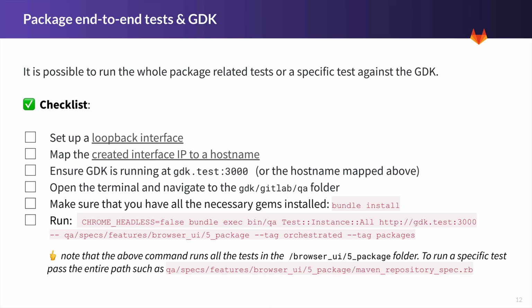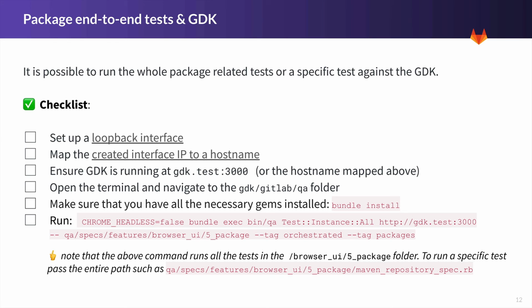And once you have this set up, after doing the GDK reconfigure and GDK restart, you have to navigate within your GDK folder to the GitLab and then to the QA folder. Ensure that you have the gems installed by launching the command bundle install as well, and then it's just a matter of issuing the test command.